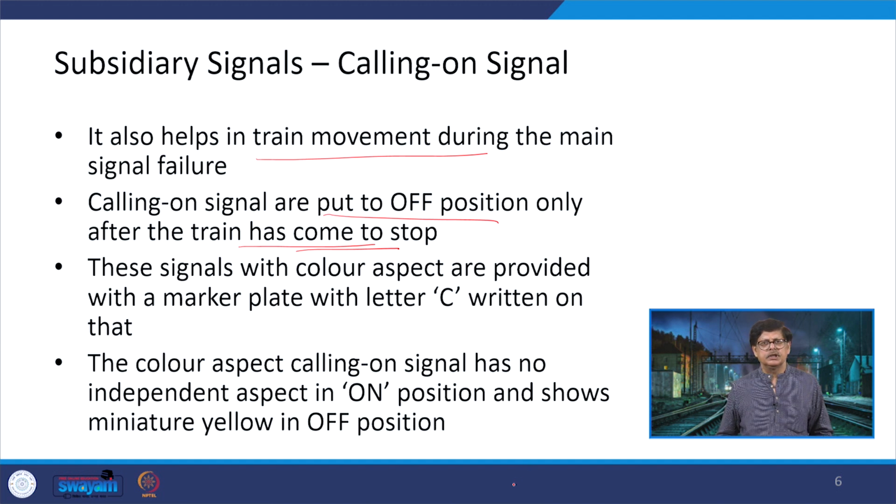These signals with color aspect are provided with a marker plate, as I have already shown to you. C is written on that, it is a white background and this is in black. The color aspect calling on signal has no independent aspect in on position, and it shows miniature yellow in the off position. So, if it is in an off position, miniature yellow light will come, but if it is in an on position, nothing will come. That means we are not calling you, remain wherever you are.